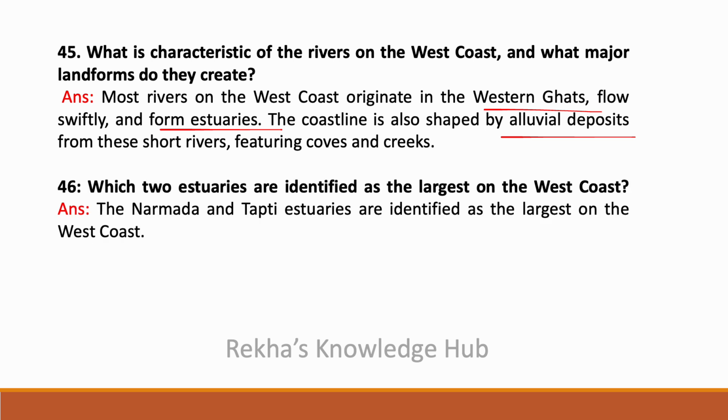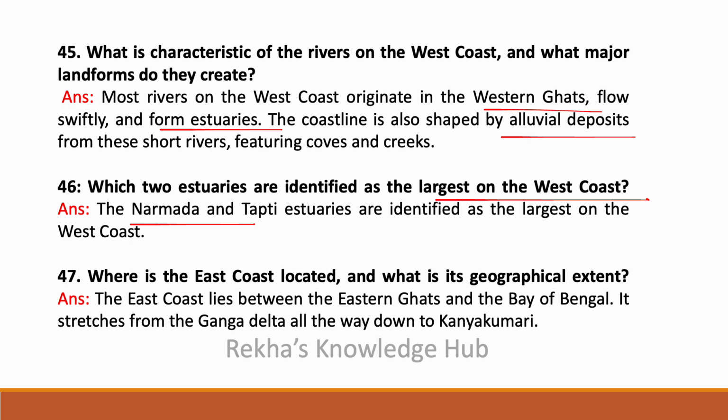Next one, which two estuaries are identified as the largest on the west coast? Narmada and Tapti estuaries are identified as the largest on the west coast.